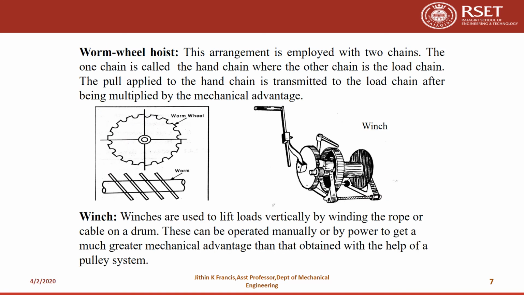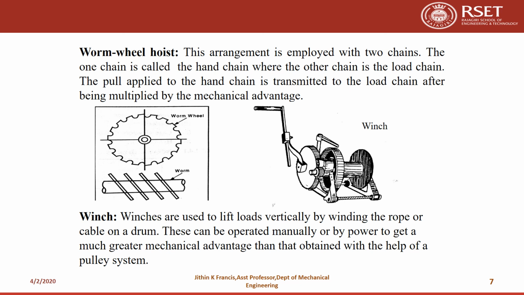Next one is the worm wheel hoist. This arrangement is employed with two chains. One chain is called the hand chain and the other chain is called the load chain. The pull is applied to the hand chain and is transmitted to the load chain after being multiplied by mechanical advantage. That is the worm wheel hoist.